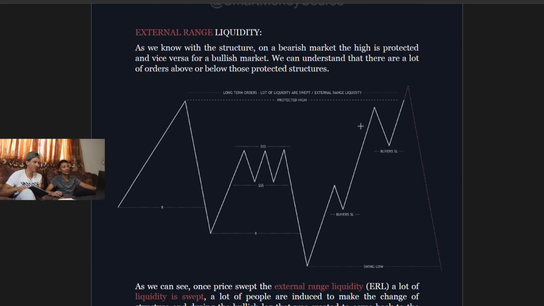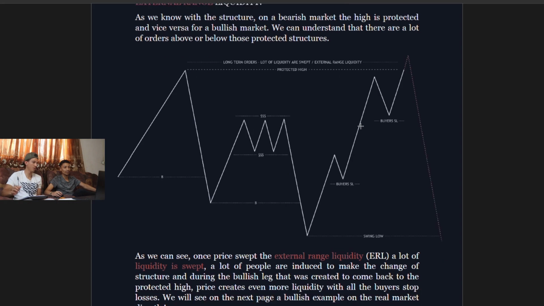As we know with the structure, on a bearish market the high is protected, and vice versa on a bullish market. We can understand that there are a lot of orders above or below those protected structures. Like we've seen now in multiple trends, you have your lower lows and lower highs, or your change of character at those specific points. Structure breaks, and your sell side liquidity, so that is what that means.